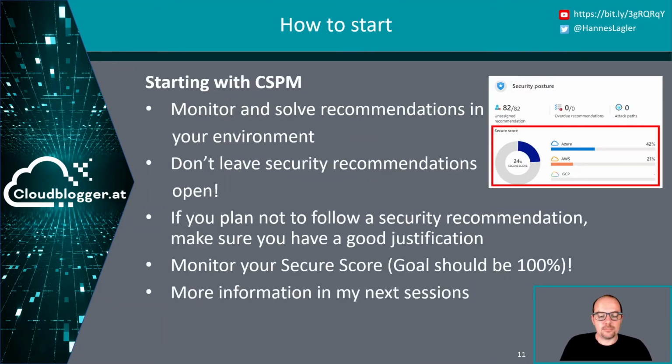So when we are starting with Microsoft Defender for Cloud with the CSPM model, you can see a secure score. On the right side, you can see a screenshot. And this is, for example, the secure score for Azure and AWS. I have a really, really bad secure score in my environment. I know this, yes. And we have to think about, okay, how can we increase the secure score? The important part here is don't leave security recommendations open. Always think about all your security recommendations. How can you fix them?